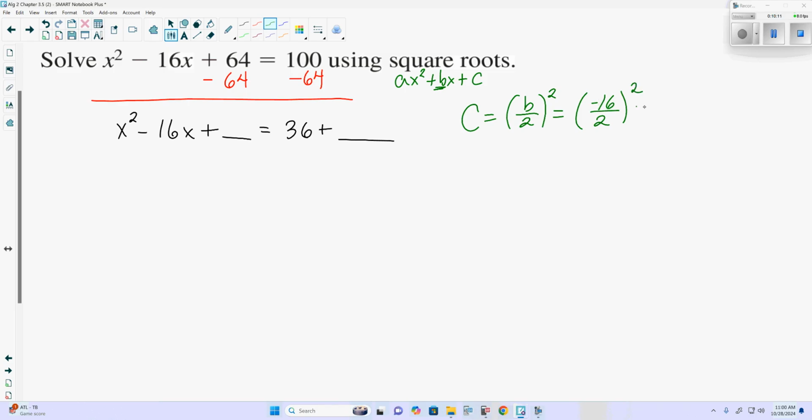It is indeed being squared. Now the first thing I would do is divide it by 2. Negative 16 divided by 2 is negative 8. Then we can square it, and negative 8 squared is positive 64.